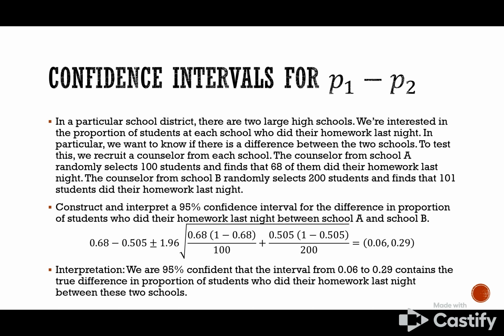As usual, there is a calculator shortcut. If you go into your calculator, click the Stat button, scroll over to the list of tests. Option number 9, the 2 sample z interval, is what you can use to get this same confidence interval.